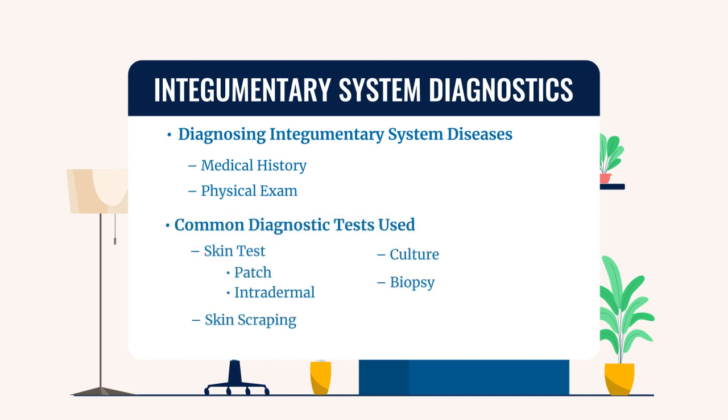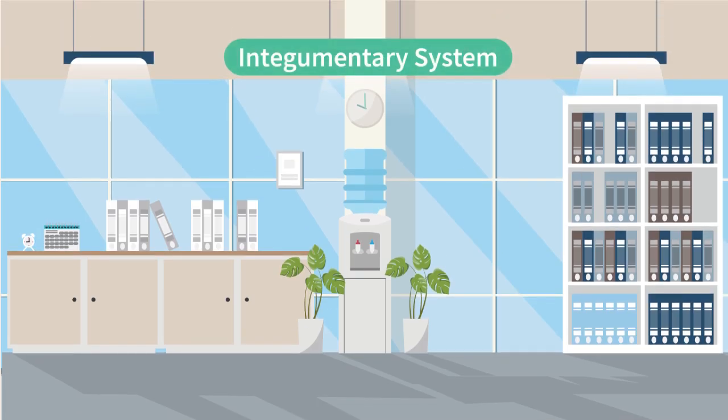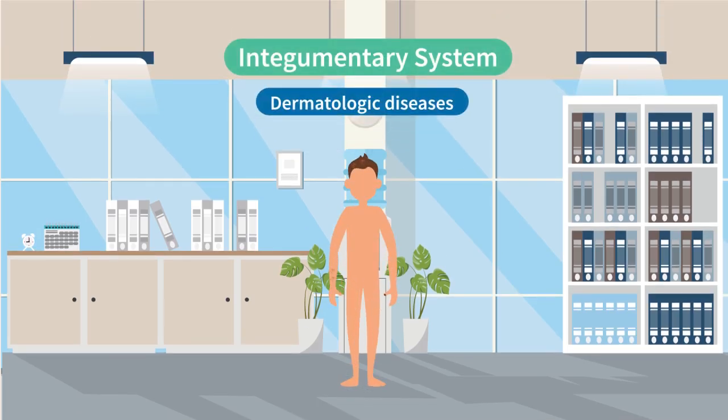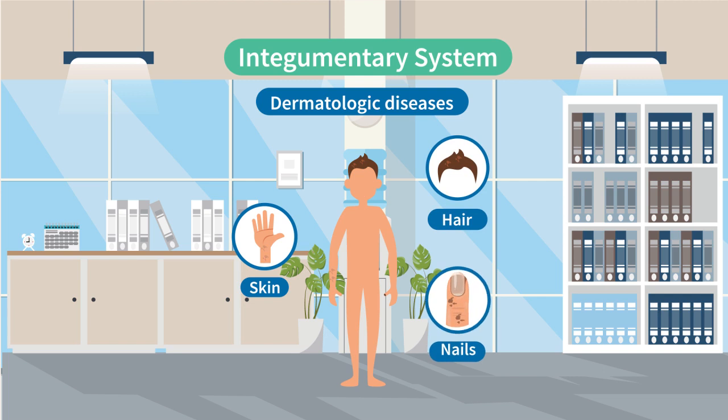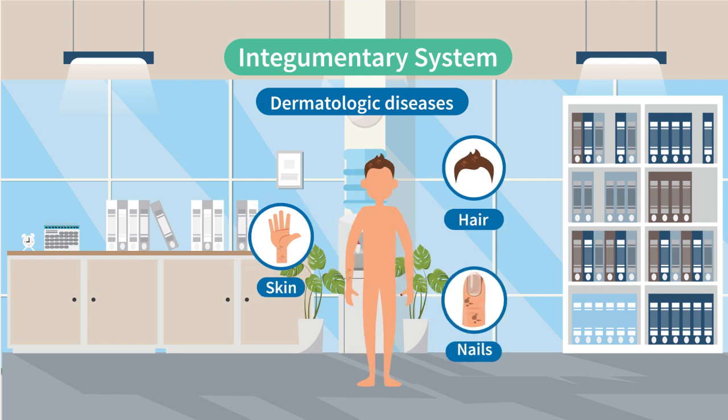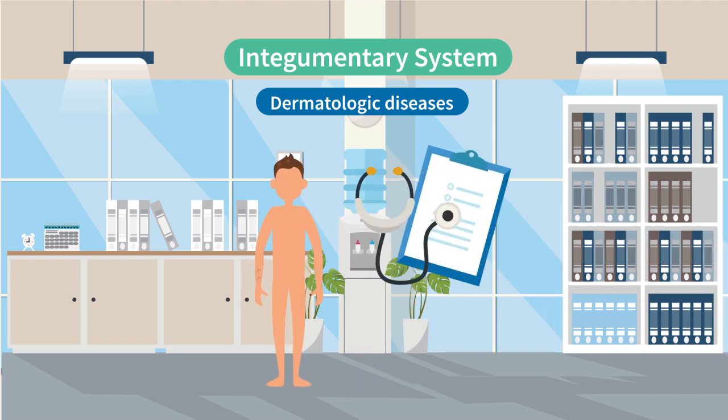Module 9.2 Integumentary System Diagnostics. Integumentary system diseases, which are also referred to as dermatologic diseases, are conditions that affect mainly the skin but also include diseases of the hair and nails. In this module, we will discuss how to diagnose such conditions.